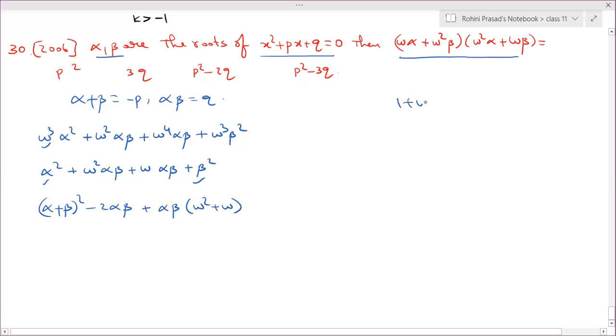We know that 1 plus omega square is 0. So omega plus omega square is minus 1. So basically it's alpha plus beta the whole square minus 2 alpha beta minus 3 alpha beta. So alpha plus beta the whole square equal to t square, minus... t square minus 3 into alpha beta, which is q. T square minus 3q. So the t square minus q. No, sorry. This is t square minus 3q.